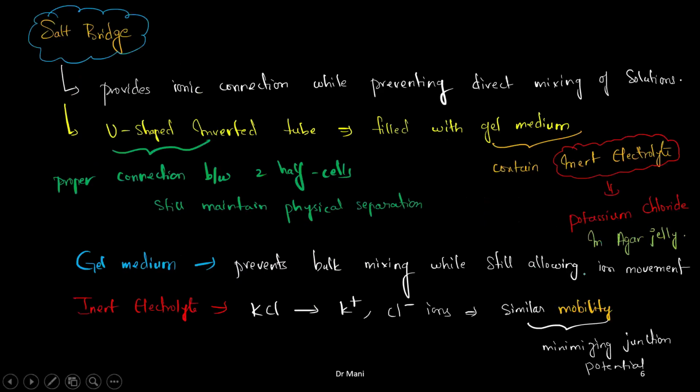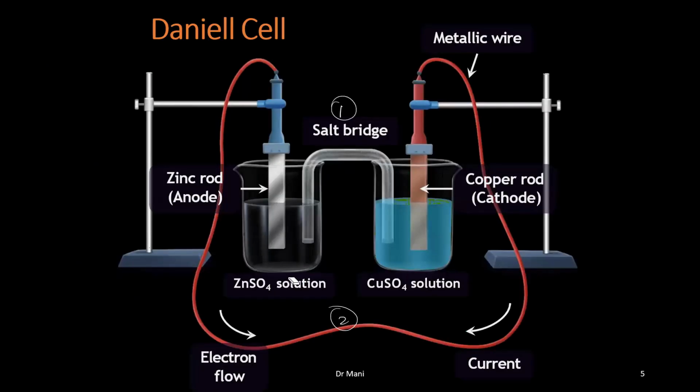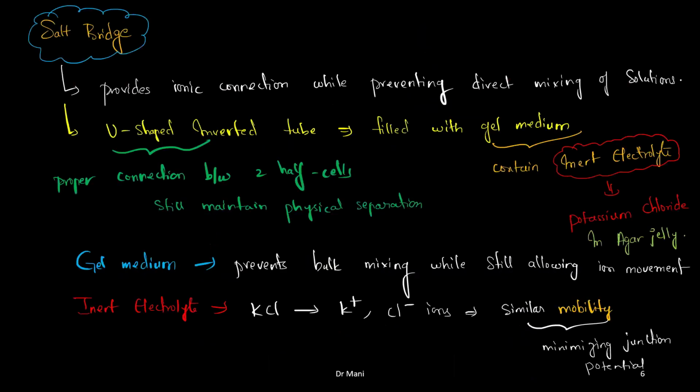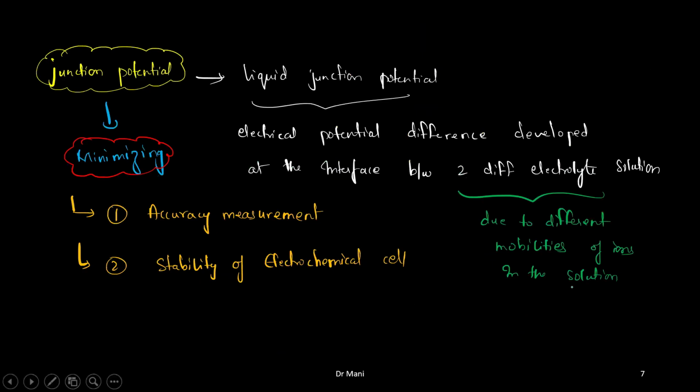Suppose in ZnSO4 certain ions are produced, and here certain ions are produced. Let's say here positives are produced and here negatives are produced. If there are more positives and fewer negatives, that will create a certain potential difference. That potential difference has to be maintained. How will it be maintained? Certain ions present in this salt bridge will move here and neutralize them. You will understand that. So it is due to the different mobilities of ions in the solution.